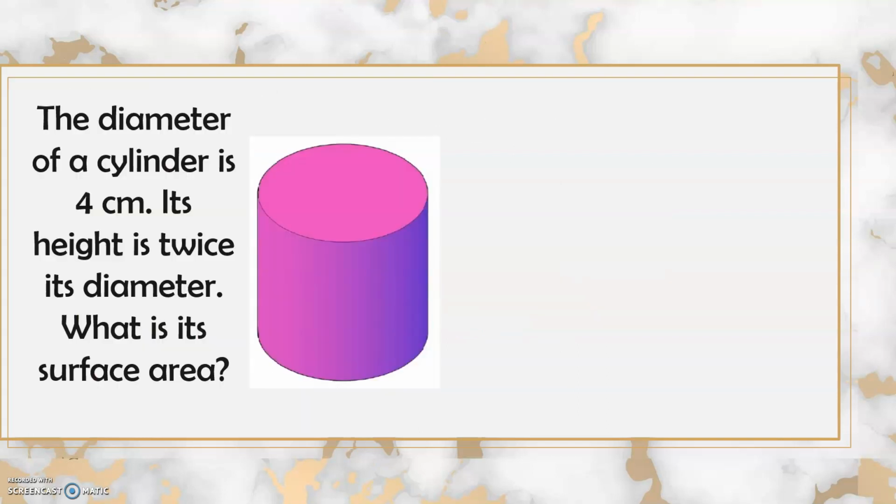Now, let's try to apply this in our word problem. The diameter of a cylinder is 4 centimeters. Its height is twice its diameter. What is its surface area? Again, for us to solve this word problem, we will be using the formula for the surface area of a cylinder, which is 2 pi r squared plus 2 pi r h. But it's given that 4 centimeters is a diameter. So to solve for the radius, we just have to divide 4 by 2, and that will give us 2. So our radius here is equal to 2.